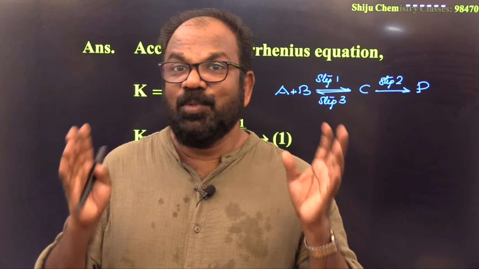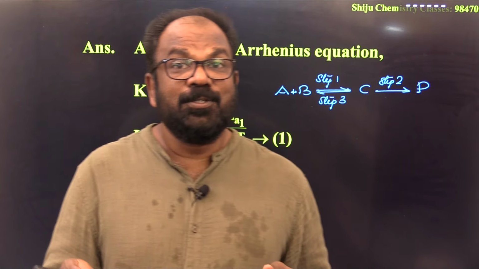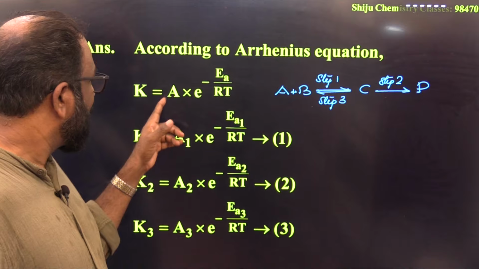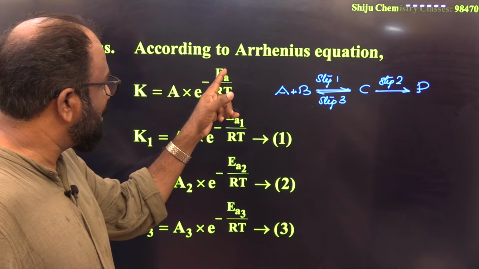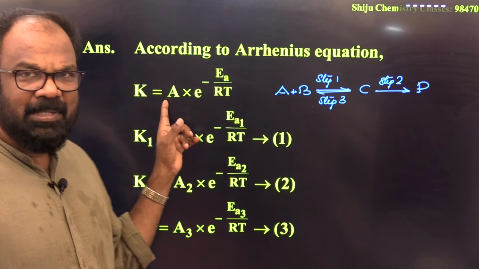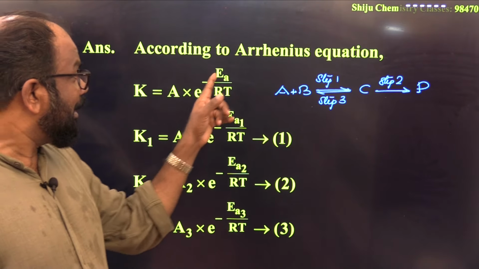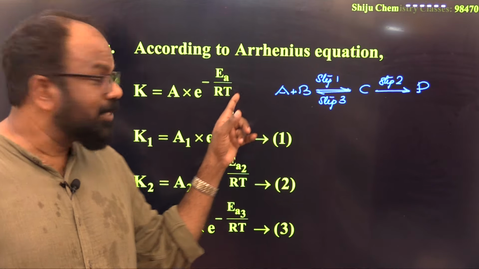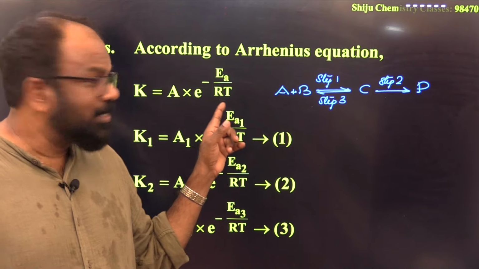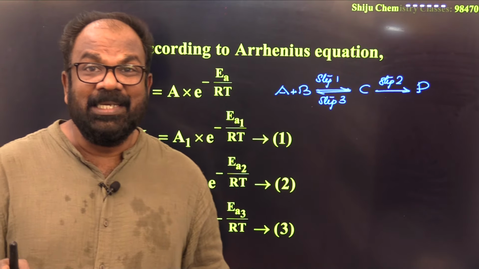Listen here, according to Arrhenius equation, rate constant of a reaction K is equal to A into E raised to minus EA by RT, where capital A is a constant called Arrhenius constant or Arrhenius parameter, EA is the energy of activation of the reaction, R is a gas constant and T is a temperature in Kelvin.